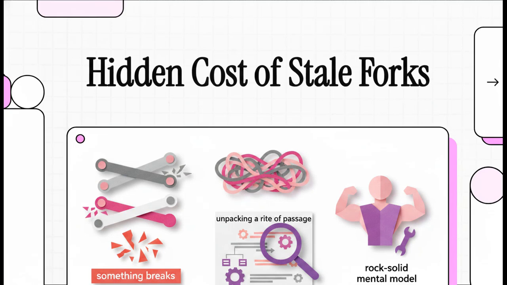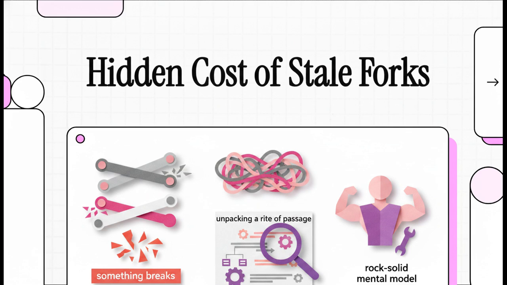Today, we're unpacking a massive rite of passage. I mean, it's something almost every single first-time open source contributor eventually hits. You put in the work, everything feels perfectly fine, right up until you try to actually share it. And bam, you hit this totally confusing, frustrating wall of merge conflicts. Yeah, we're talking about the hidden cost of stale forks.